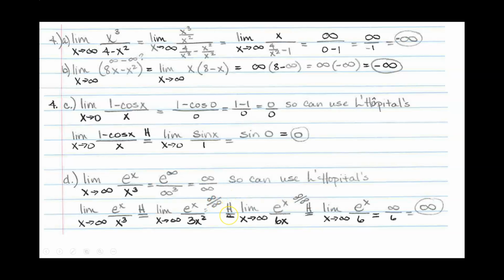So I'm going to use L'Hopital's again. The derivative of e to the x is e to the x, and the derivative of 3x squared is 6x. So now when I plug in, e to the infinity is infinity, and 6 times infinity is infinity. So I can use L'Hopital's again. And you'll notice that we're making progress, though. We had x to the third, x to the second, x to the first. So now when we take the derivative of e to the x, of course, it's still e to the x, but the derivative of 6x is 6. So now when I plug in infinity, I get infinity divided by 6, which is infinity.